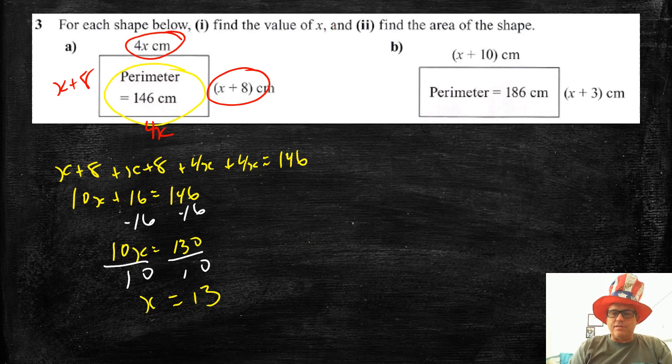The second thing is they want us to find the area. Well, how do we find the area? We do length times width. So in this particular problem, the length is 4x and x is 13. So 4 times 13 is 52.